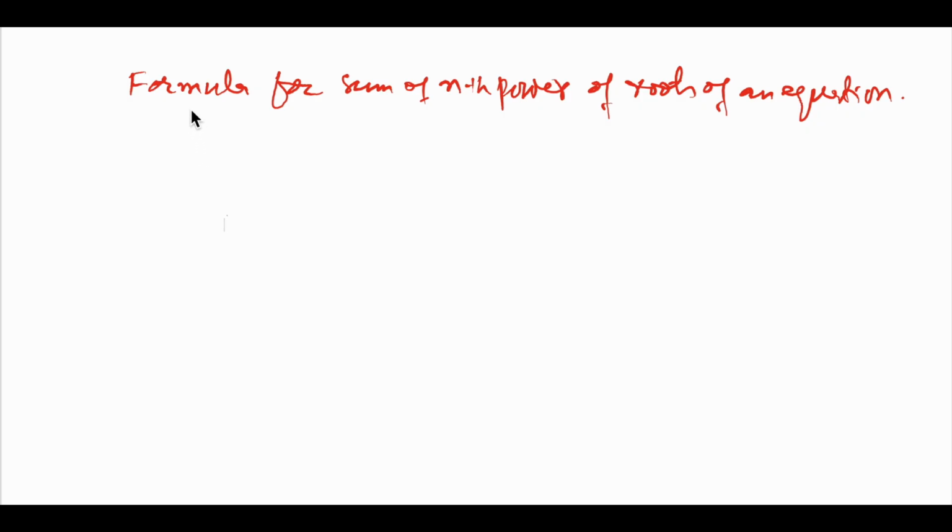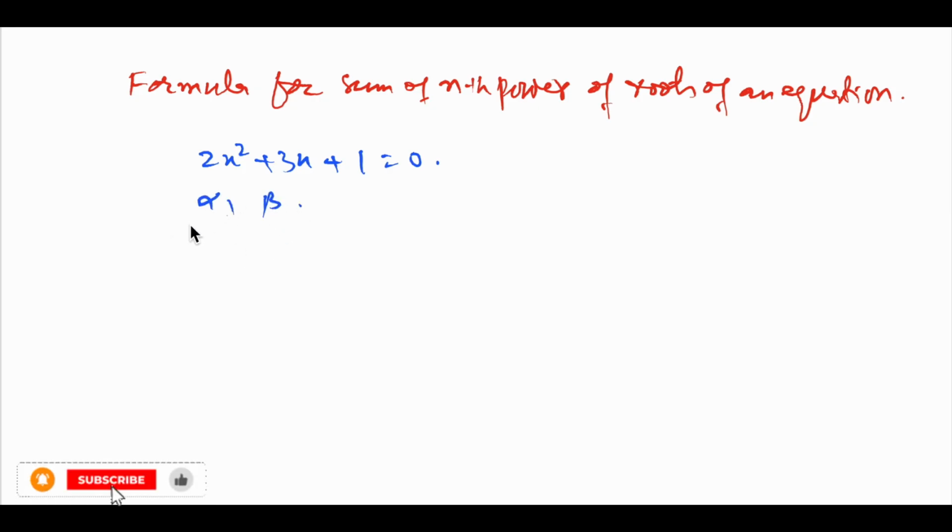I have to derive today the formula for the sum of nth power of roots of a polynomial equation. I will start from the quadratic equation. Suppose I have a quadratic equation like this one, 2x square plus 3x plus 1 is equal to 0. I have to find its sum of nth powers of roots. It will have two roots, alpha and beta. I denote Sn by alpha power n plus beta power n.